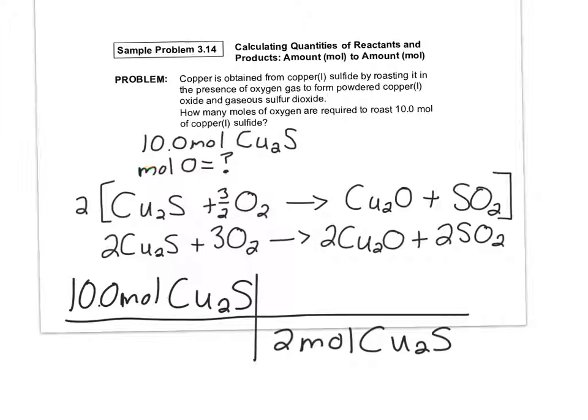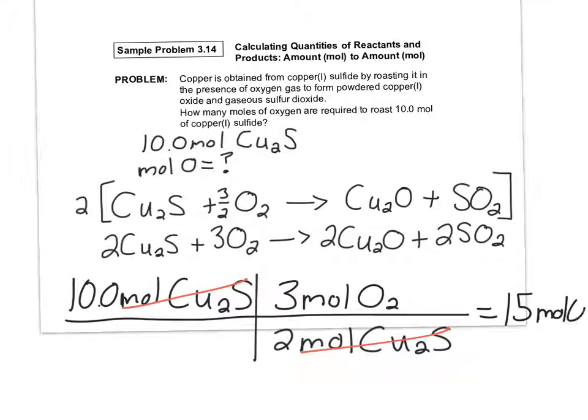And I'm wanting moles of oxygen, so I've got to look at my moles of oxygen, and that's what's going to go in the top, because that's what I'm looking for. I've got 3 moles of oxygen. And now, let's see, I've got moles of copper sulfide canceling with moles of copper sulfide. Going to be left with moles of oxygen, which is what they're asking for. So let me do my math. I've got 10 times 3 divided by 2, which means I have 15 moles of oxygen. It's going to take 15 moles of oxygen to roast 10 moles of copper sulfide to answer that question, right?